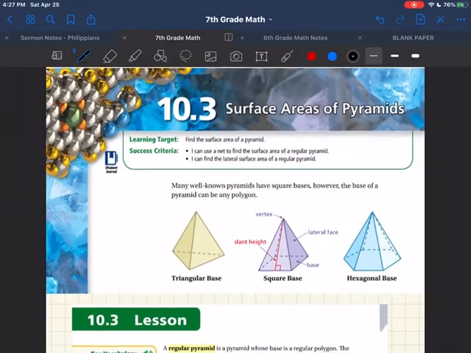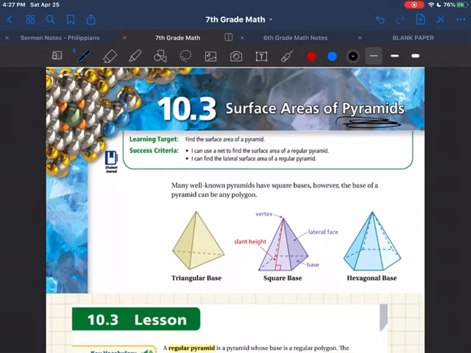Okay, so now we're going to talk about 10.3. All right, so surface area of pyramids now. Okay, so we've done prisms, which was the hard part because you had to kind of figure out all the different prisms and which side was which. These also are a little bit easier, in my opinion.